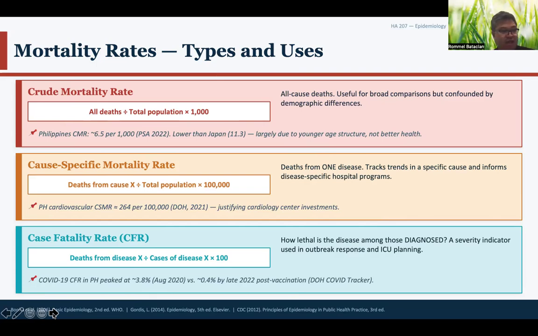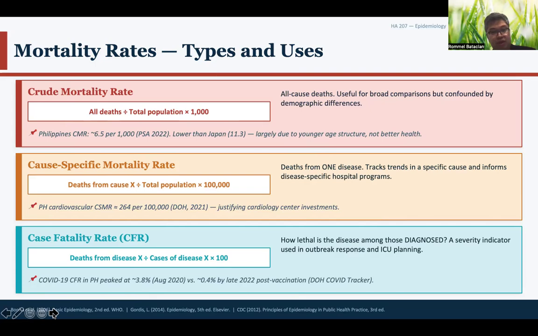Older people die at a higher rate, regardless of the quality of the health system. The Philippines, meanwhile, the base is more of the younger population, which artificially lowers the crude rate. That's why we need age standardized rates when making direct comparisons. So that is a more advanced topic that we won't discuss with this session.